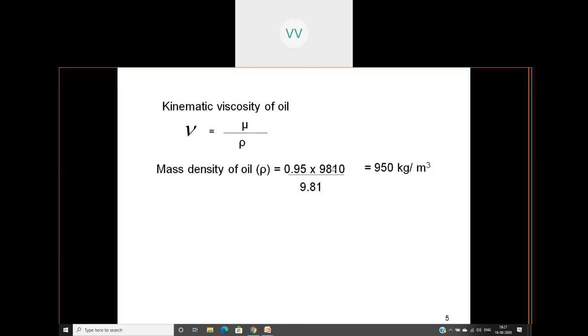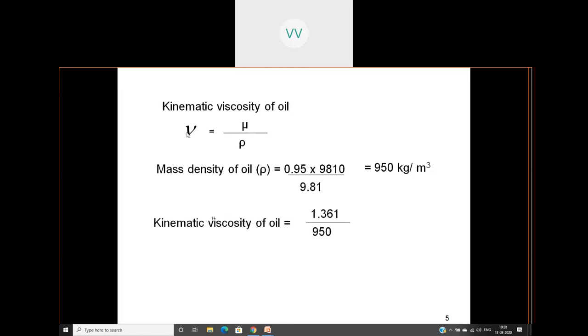W into G by rho. So this is specific gravity, S, into rho, W into S by G. So this is the relationship between the mass density and all these terms. So you get a value of 950 kg per meter cube after substituting for all these.